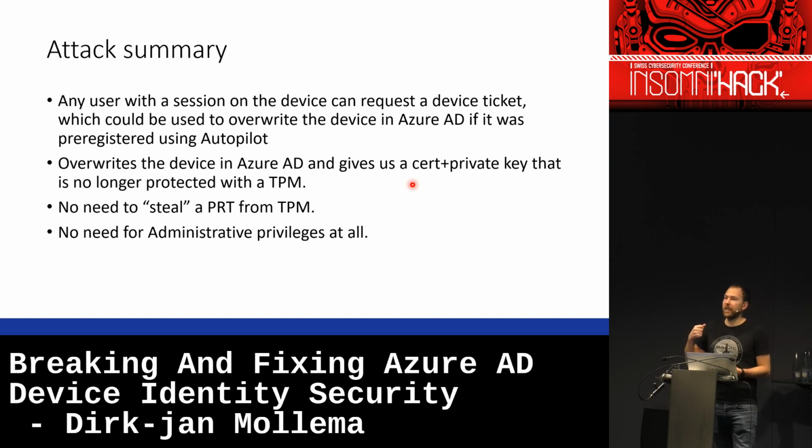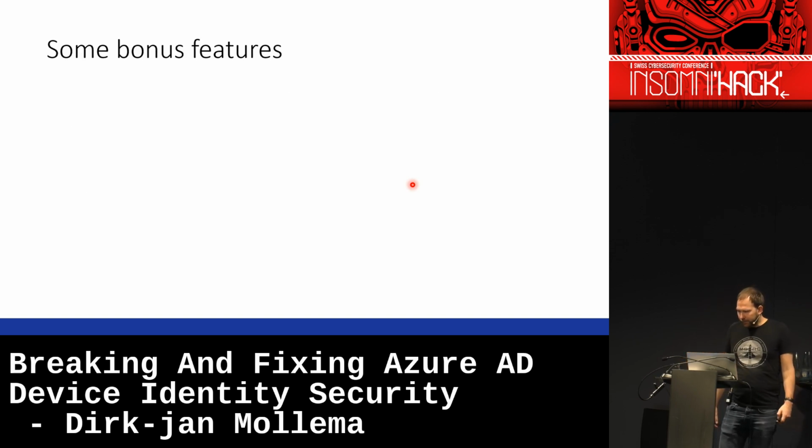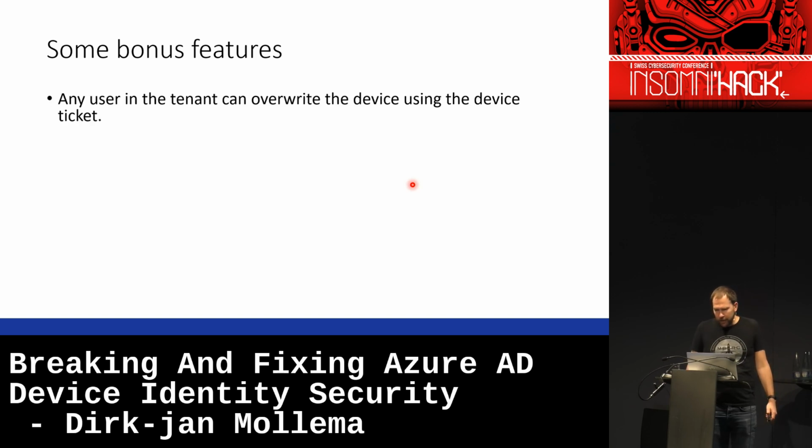So if we request any tickets after that, then we can just decrypt the session key using our own transport key instead of it being tied to a TPM. So in this case, you don't need to steal any PRTs from LSASS. You don't need to worry about TPMs. And actually, you don't need any administrative privileges at all, because you can just request this from a normal user session. Some bonus features: you could use any identity to override the device.